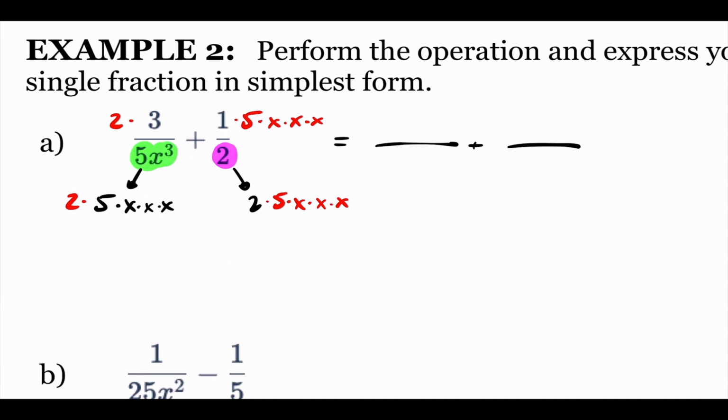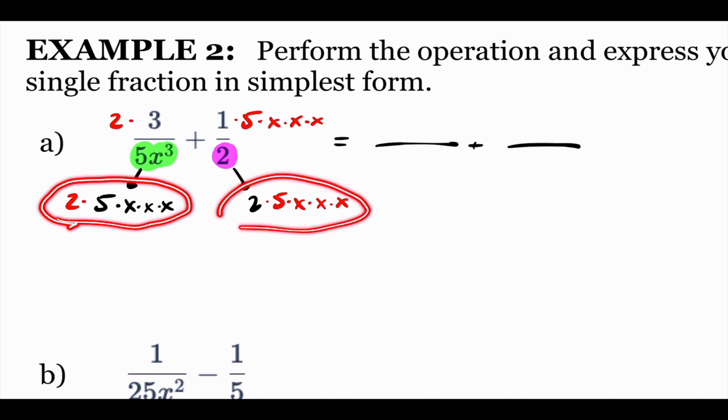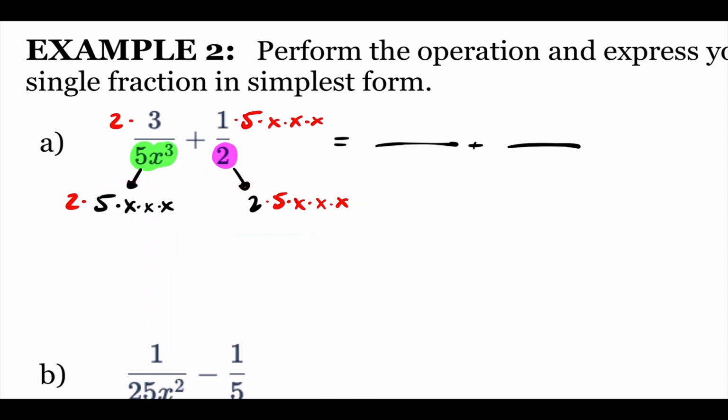Okay, so now, how do I know I'm done? Because the denominators are the same. I have 2 times 5 times x times x times x. Same thing over here. Well, 2 times 5 is 10. X times x times x is x to the 3rd power. So the common denominator is going to be 10x to the 3rd. What's the numerator now? Well, the first one's going to be 2 times 3, which is 6. The second one's going to be 1 times 5, which is 5x to the 3rd power.